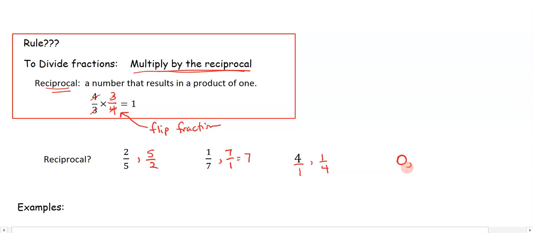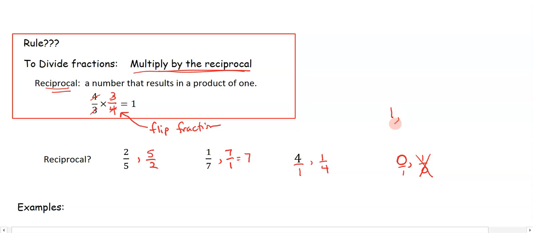A little note to point out, just for extra: if you have the number 0 and you try to take the reciprocal of 0, you get 0 on the bottom, which is not allowed in mathematics. You're not allowed to divide by 0. It's an undefined operation. Therefore, 0 is the only number that does not have a reciprocal. So that's kind of interesting. So 0 does not have a reciprocal. It is undefined.